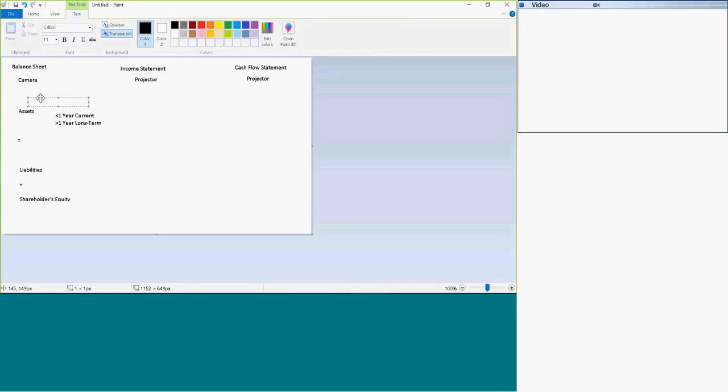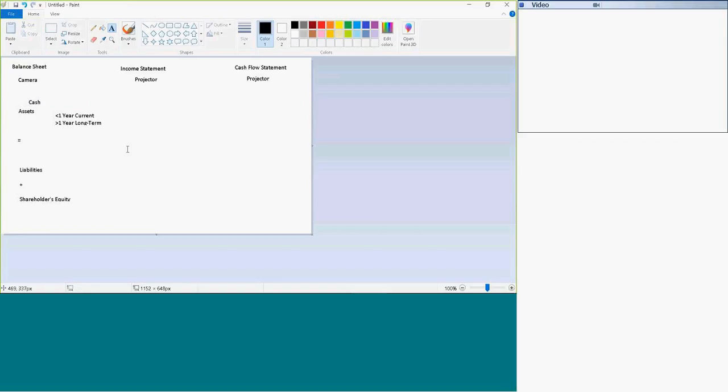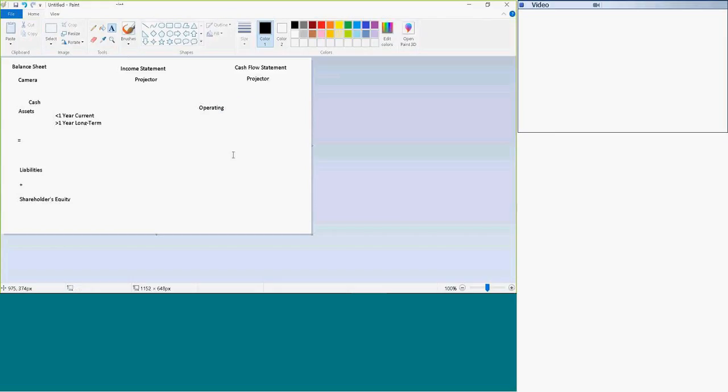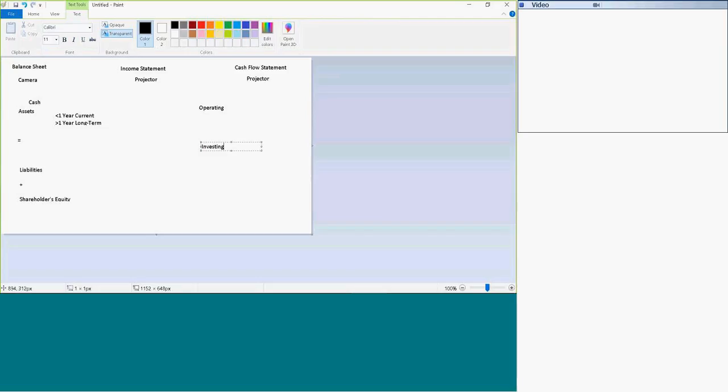I said I wouldn't get into the details, but I will mention cash because the financial statements interrelate with one another. And here is how they interrelate. Cash is the first item on the balance sheet. The cash flow statement is broken up into three categories. And again, I'll explain what these are. But there's operating, investing, and financing.